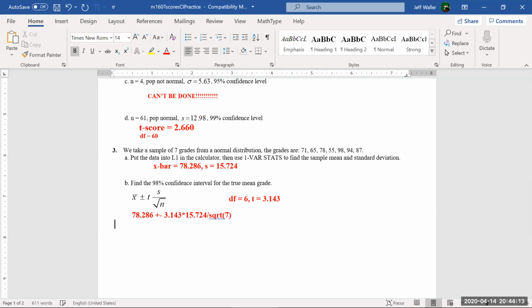So then if I do the, what do you call it? The error, let's see what I get. 3.143 times 15.724, square root of 7. Let me see, does this make sense? Yes, I see. Yeah, okay. 18.679, that's what I get.